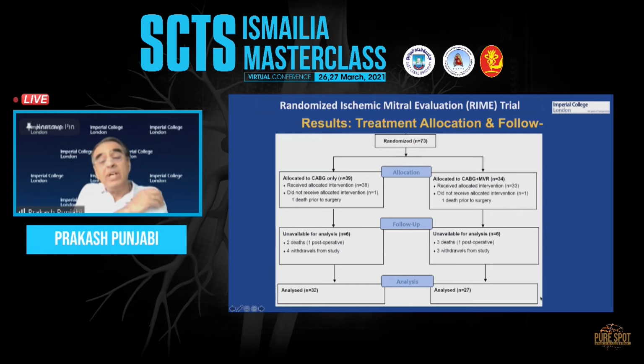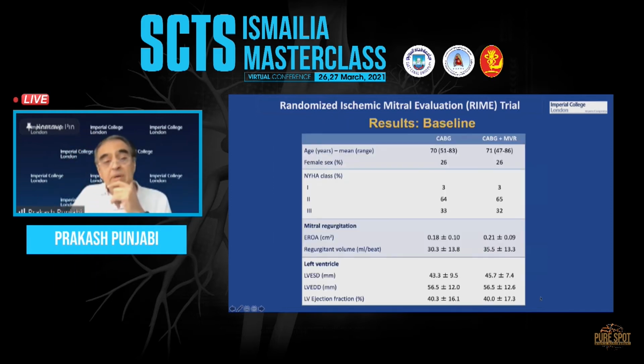One of the key points that we realized was when you put these standard echo moderate MR on exercise echo, it was becoming severe. So halfway I had to look for mild on standard echo to get them to moderate on exercise. So that was a couple of reasons.